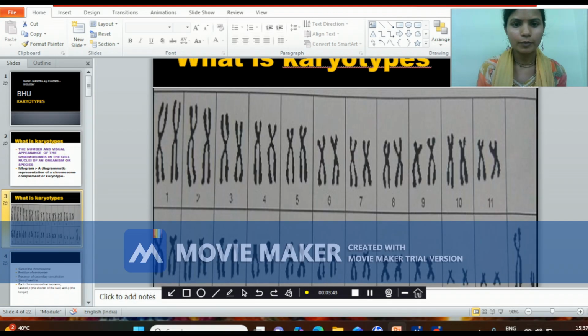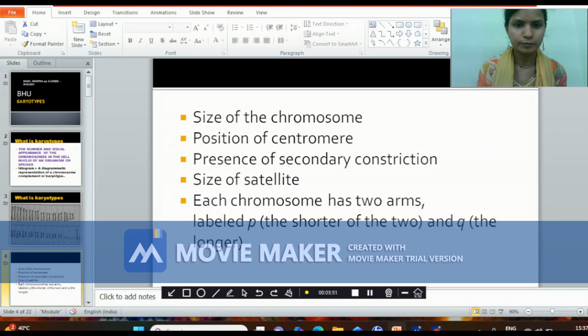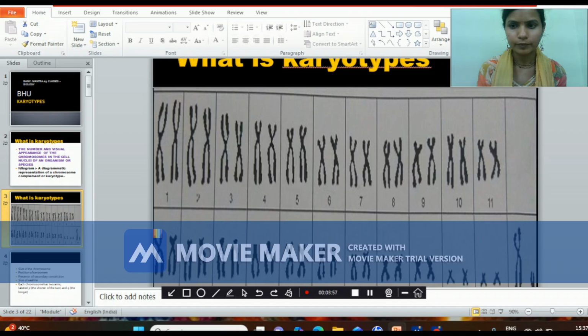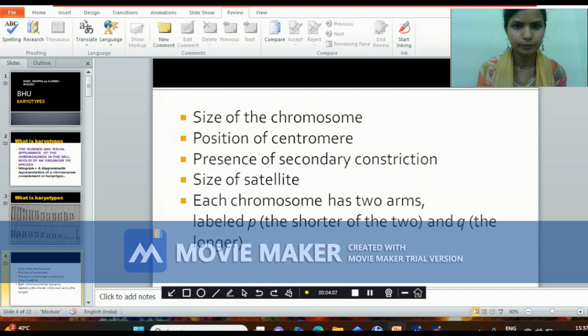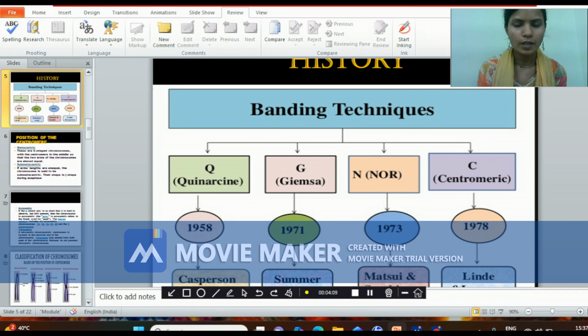In the chromosome there is a short arm and a long arm, and it contains a centromere. This central part is called the centromere. There are four types of staining techniques: Q, G, NOR, and C, for the centromere.